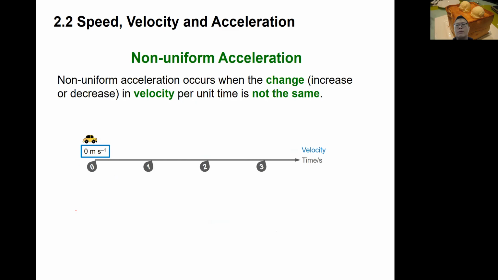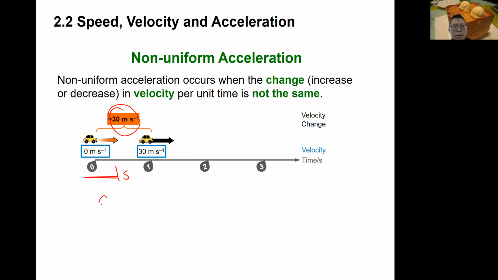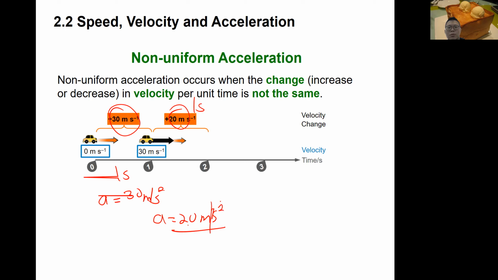It's just English basically. Now, non-uniform acceleration, same thing. It means the speed actually changes. For example, 30 meters per second in 1 second, so my acceleration will be 30 meters per second squared. Then I could have 20 meters per second in 1 second, so my A will be 20 meters per second squared. So it changes by another 20, so it will be plus 20, so it's 50 meters per second.